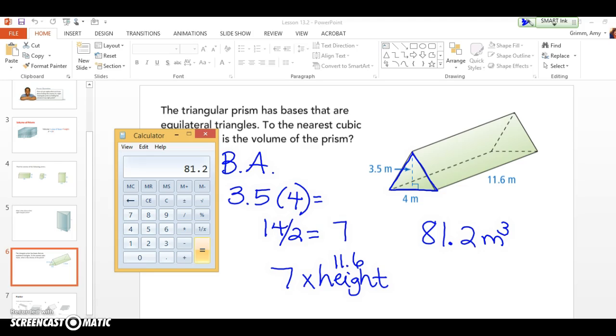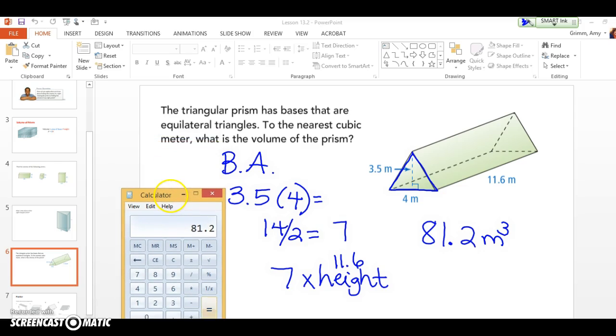Does that make sense? That's the only thing that's tricky about these triangular prisms: the base is the triangle. Isabel? It says the nearest cubic. Oh, I should have read the directions. Nearest cubic meter. So we need to round that to 81 meters cubed. Thank you for catching that for me. Zeke? How did I get 14? 3.5 times 4.